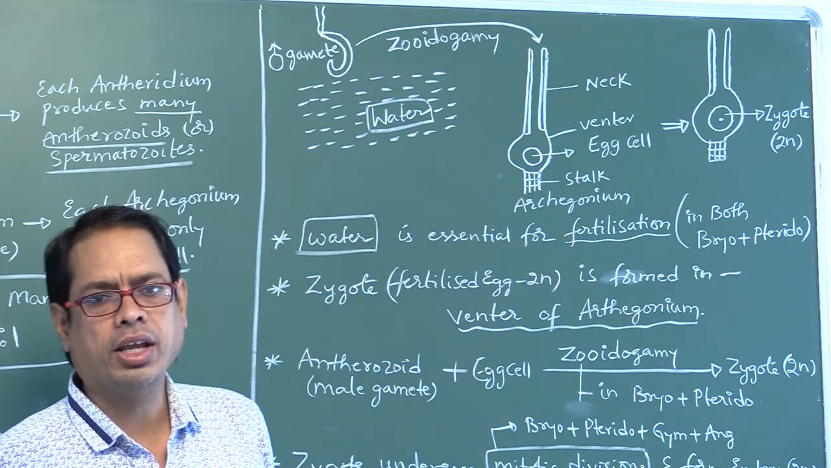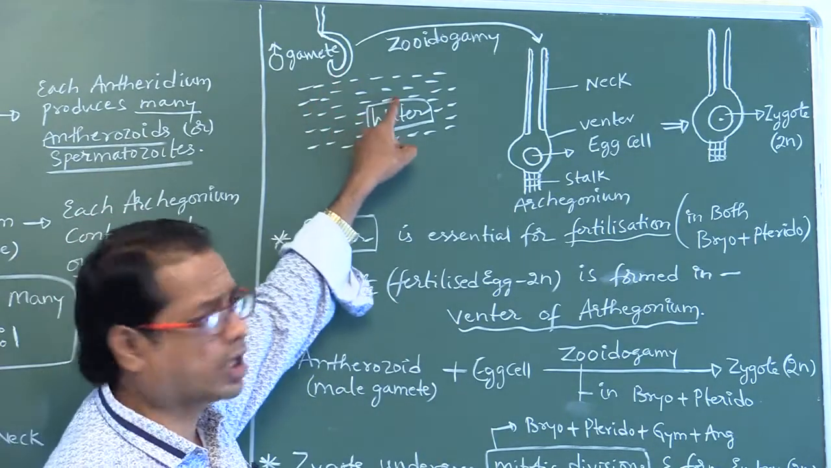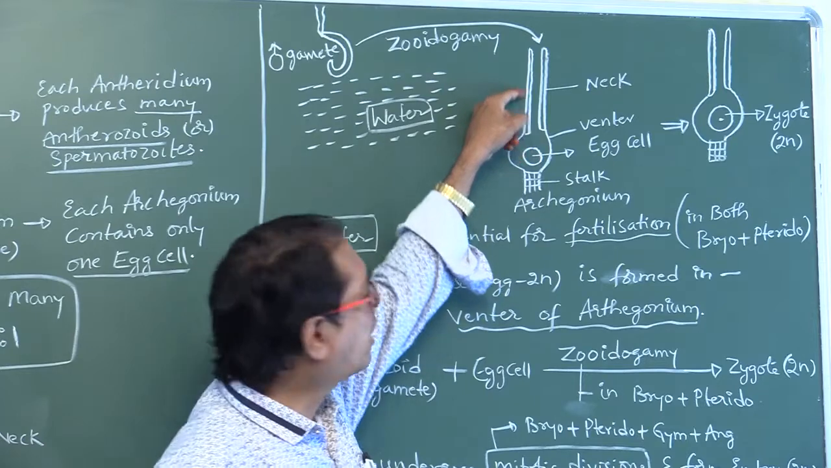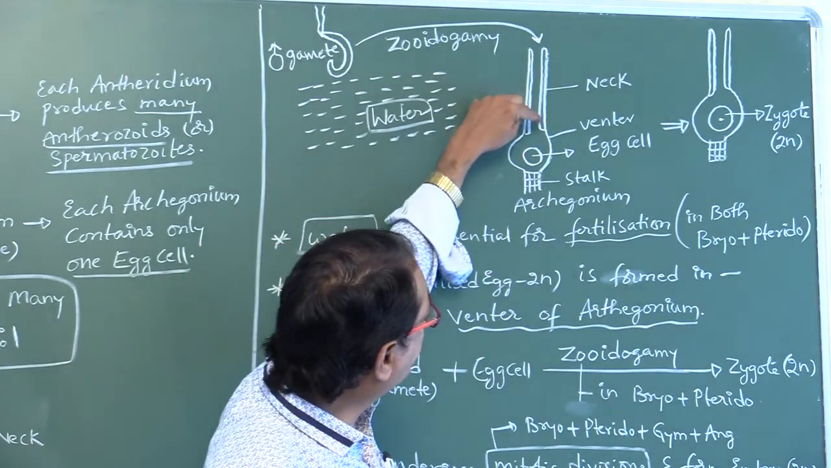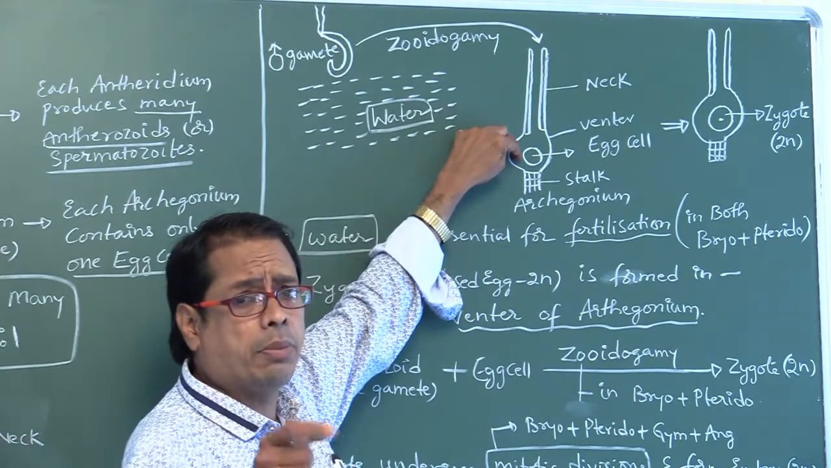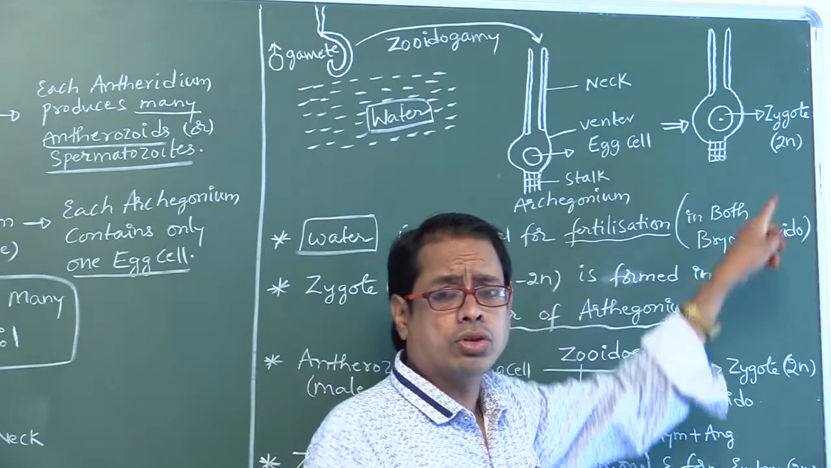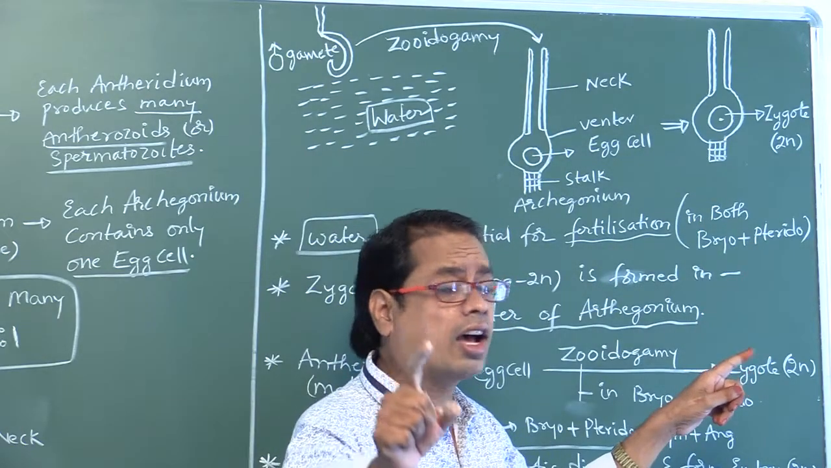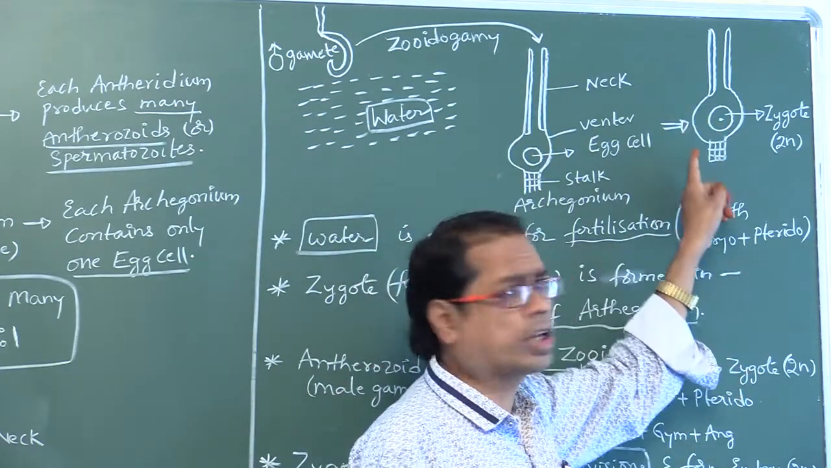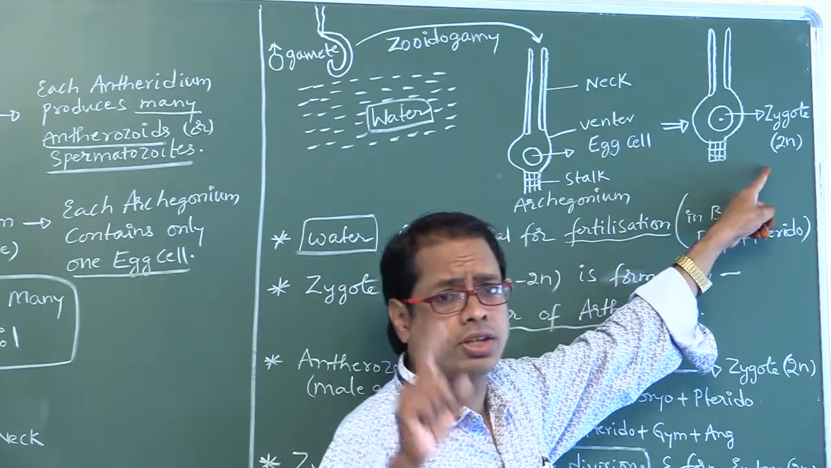In Bryophyta, it means water. So the male gametes swim in water and reach the archegonium, and finally through the neck enter into the venter, where the egg cell is present. The male gamete fuses with the egg cell and forms the zygote. So the zygote is formed inside the venter of the archegonium. The ploidy of the zygote is 2n.